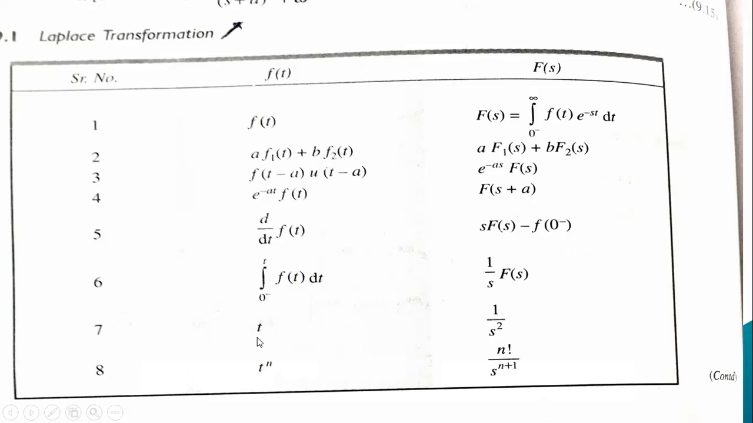Whenever you are having the time domain representation t, that will be converted into the frequency domain, which is nothing but 1 by s square. Similarly, if you are having t raised to n, where we don't know the power, t raised to n is nothing but any power, so that will be n factorial divided by s raised to n plus 1.